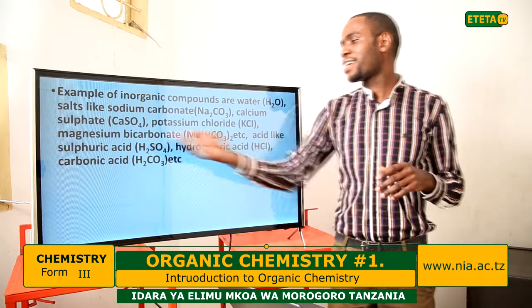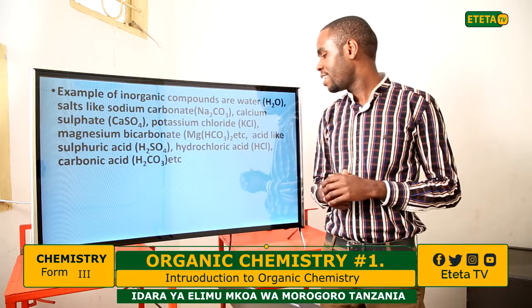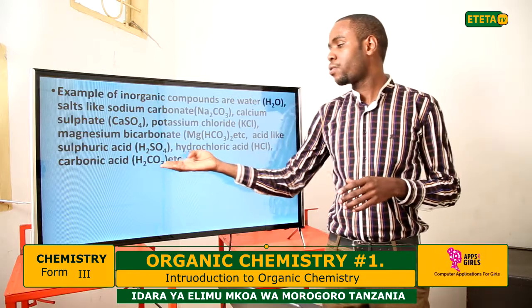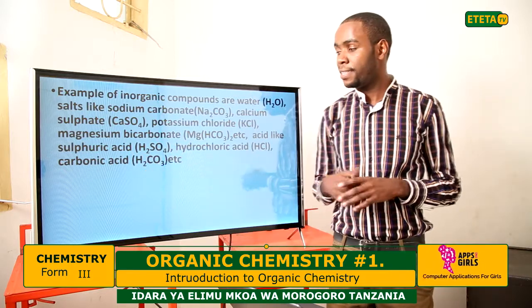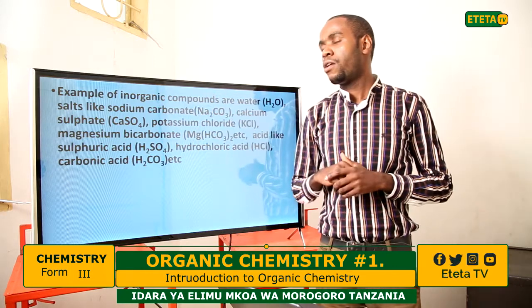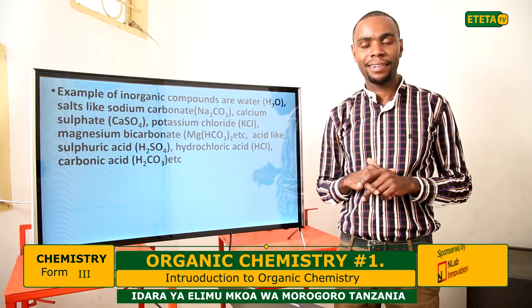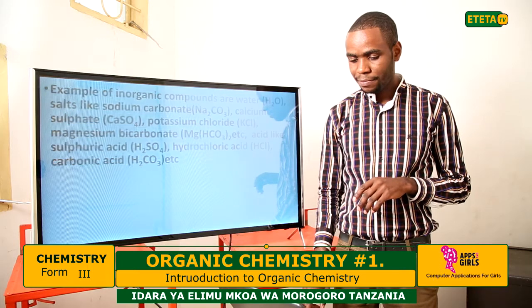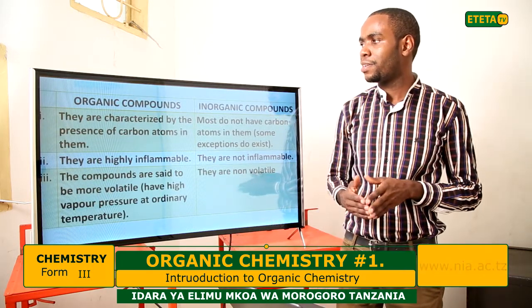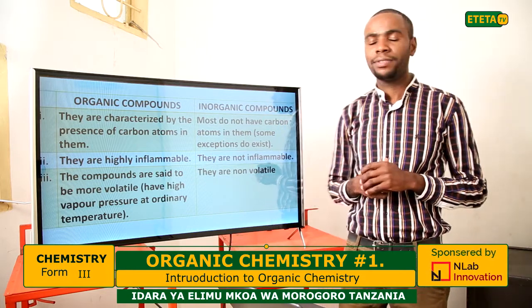Also acids like sulfuric acid, which does not contain carbon atom. Another is hydrochloric acid, which does not contain carbon atom. And we have carbonic acid, which contains carbon atom, but it is an inorganic compound. So these are few examples of inorganic compounds. Now, let us look at the differences between organic compounds and inorganic compounds.